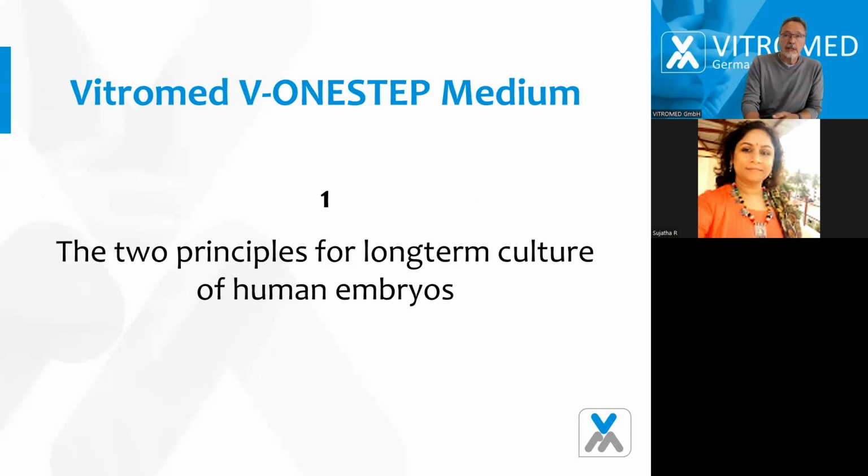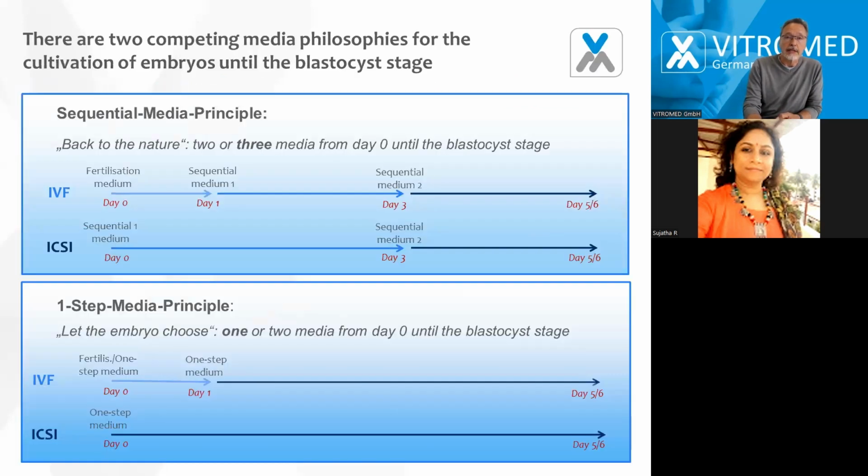Let's start with the first chapter. There are two principles of long-term culture of human embryos. In this slide, you can see the difference. One is the sequential media principle. The idea behind this is to go back to nature and do more or less the same, or offer the embryos the same conditions they have in the tubes and in the uterus.